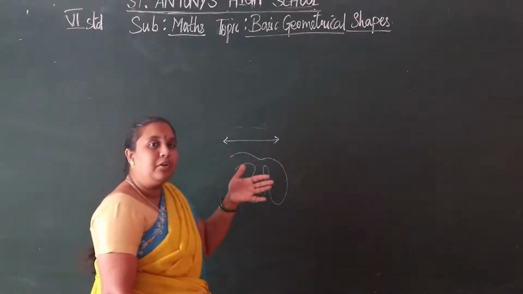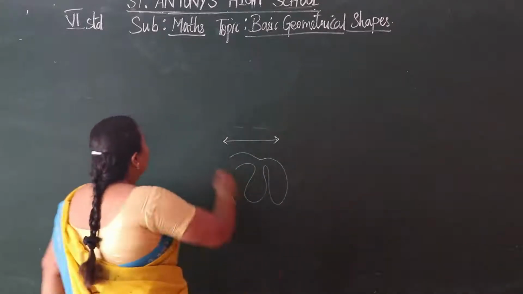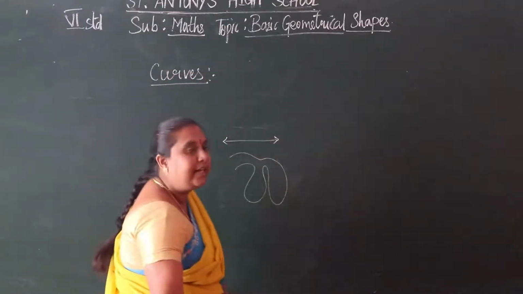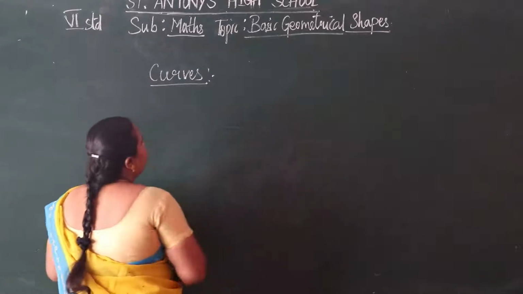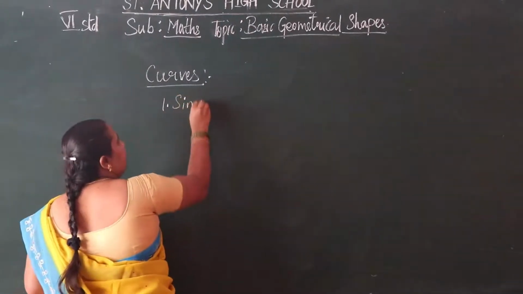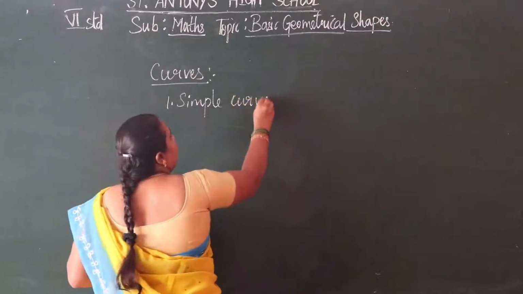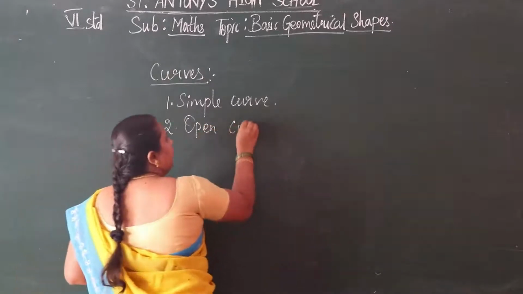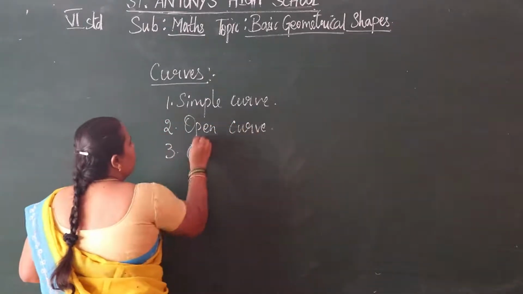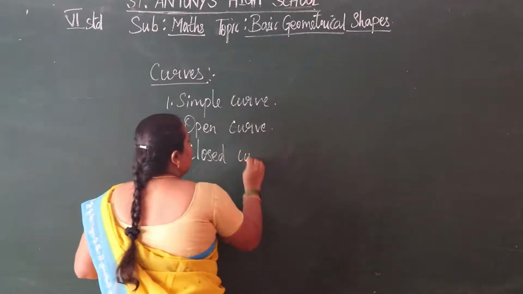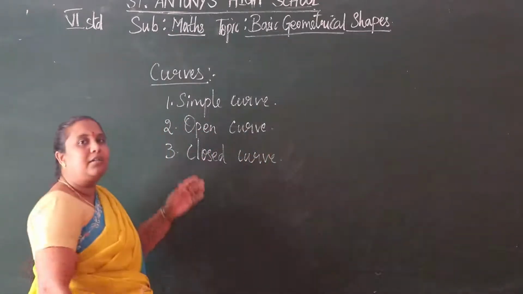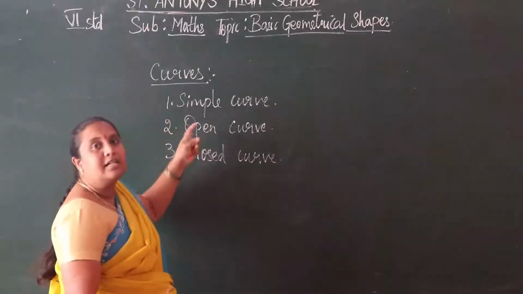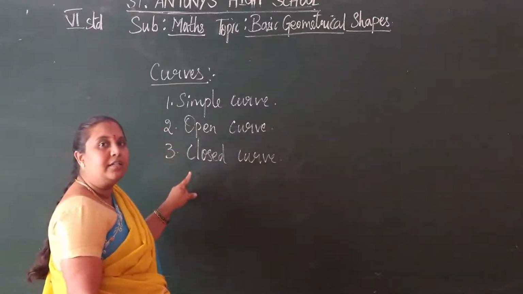And a curved line has 3 types. See, curves have 3 types. So what are those types? One is simple curve, another one is open curve, and closed curve. So the 3 types of curves are simple curve, open curve, and closed curve.